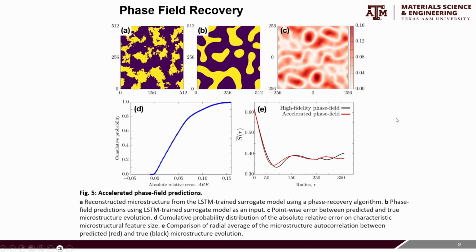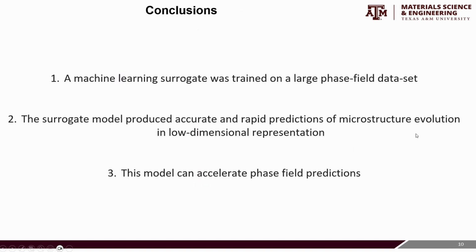So there's a phase field recovery algorithm that is run on the Fourier transform of the microstructure that discretizes the recovery, and we can see that here. And then this is it plugged back into the phase field model to recover the shape. And we can see that the accuracy is very impressive here.